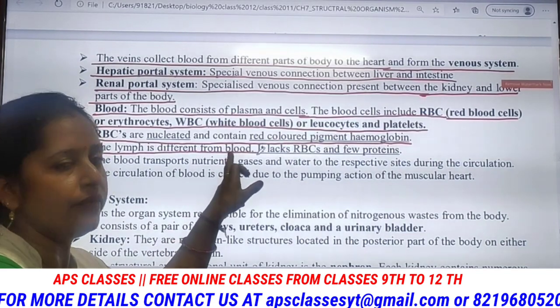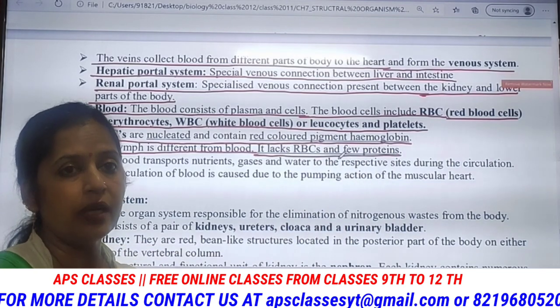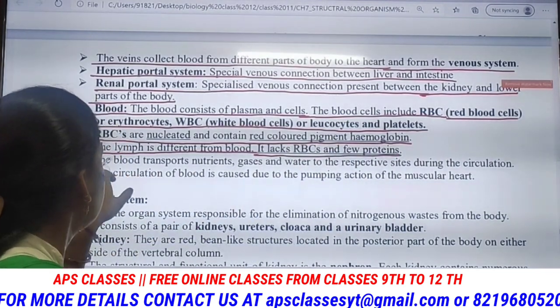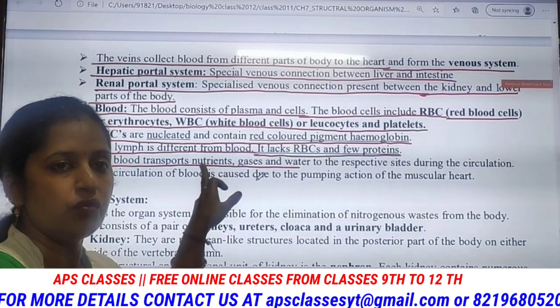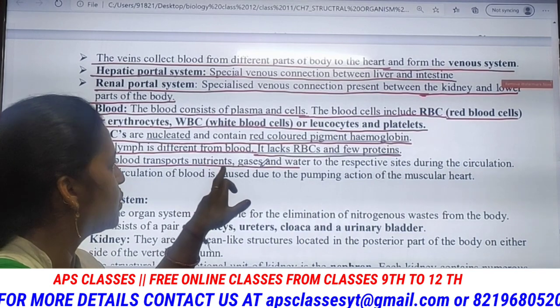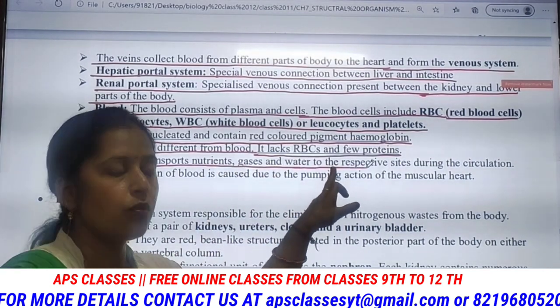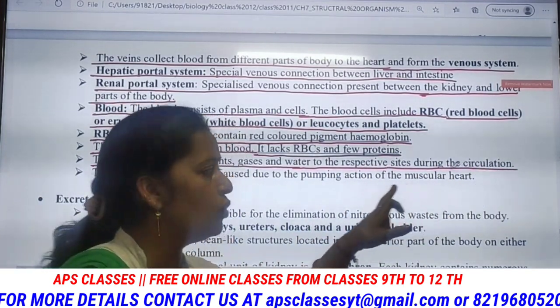Lymph jo hai wo totally different hai blood se. It lacks RBCs and few proteins. Different hai because it lacks RBCs as well as few proteins. The blood transports nutrients. जो main function है blood का वो क्या करता है? Nutrients को ट्रांसपोर्ट करता है, गैसेस को ट्रांसपोर्ट करता है एज वेल एज वाटर को ट्रांसपोर्ट करता है टू द रिस्पेक्टिव साइट्स ड्यूरिंग द प्रोसेस ऑफ सर्कुलेशन.